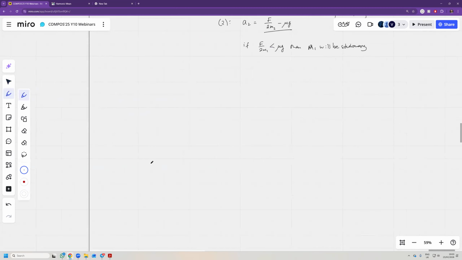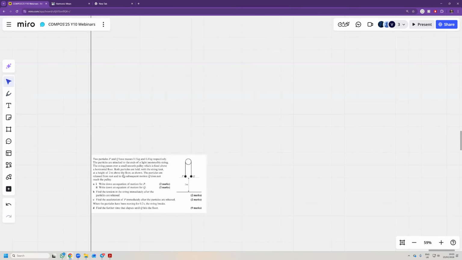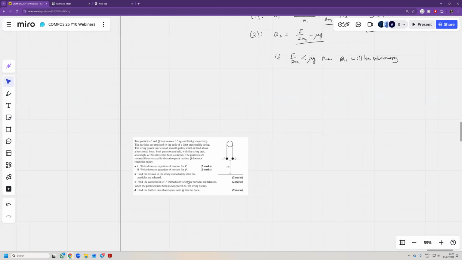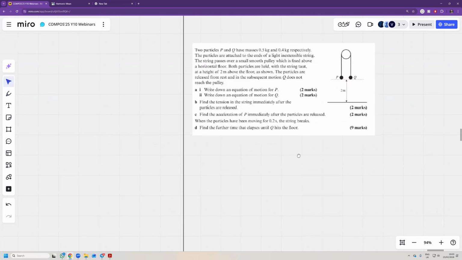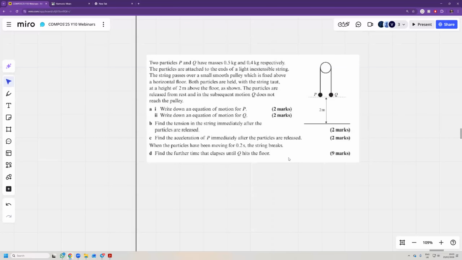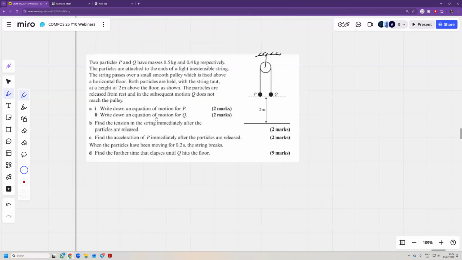Do try to figure it out, because I've got two exciting questions coming up and I really want to focus on them. So this is an A-level question. Two particles P and Q have mass 0.5 and 0.4 kilograms respectively. Particles are attached to the ends of a light inextensible string. The string passes over a smooth pulley, which is fixed above a horizontal floor. Both particles are held with the string taut at a height of 2 meters above the floor. The particles are released from rest. In subsequent motion, Q does not reach the pulley.